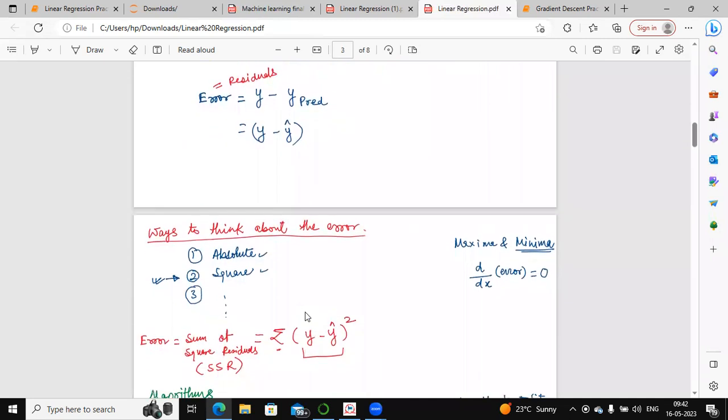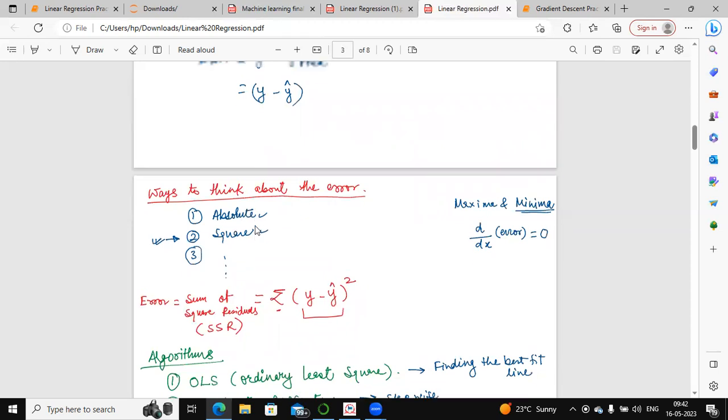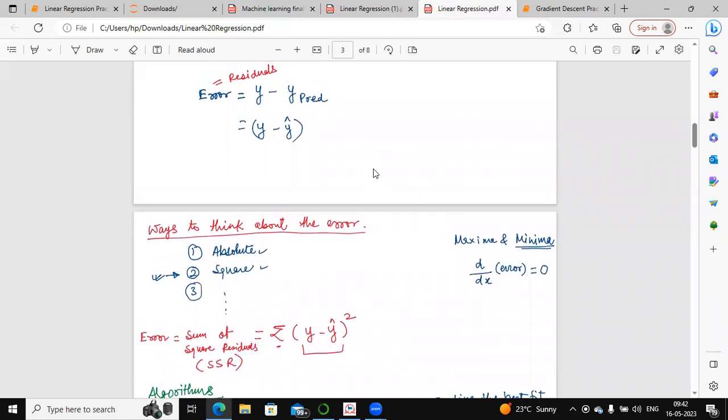So, ways to think about the error. We can take the error to be absolute, or we can take it to be squared. Do you know why we don't take absolute in errors? Because here we are trying to find the minimum. When you are trying to find the minima, the differentiation of the absolute error, y minus y cap, becomes zero. So we are not going to use the absolute value in our case.